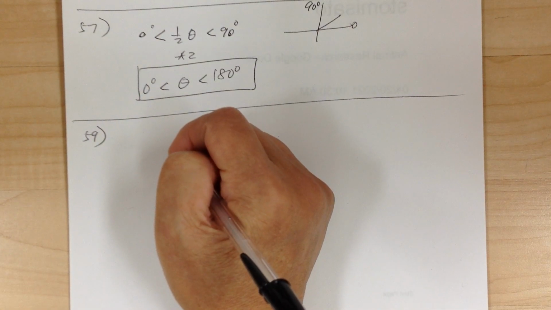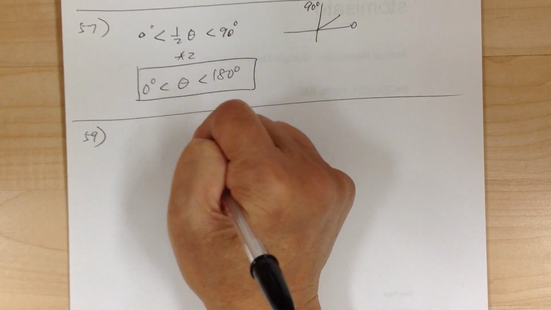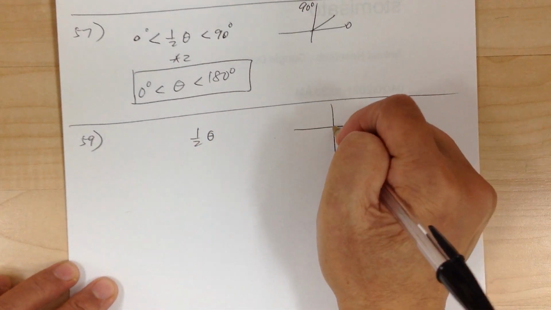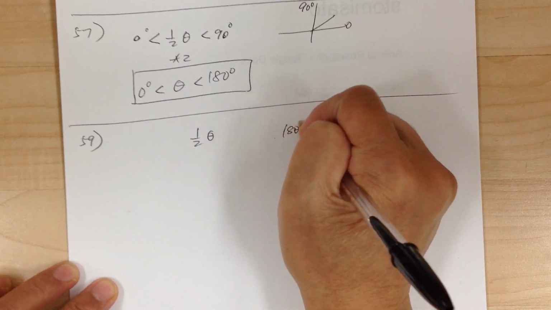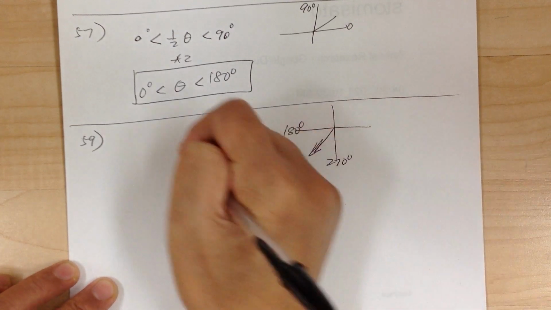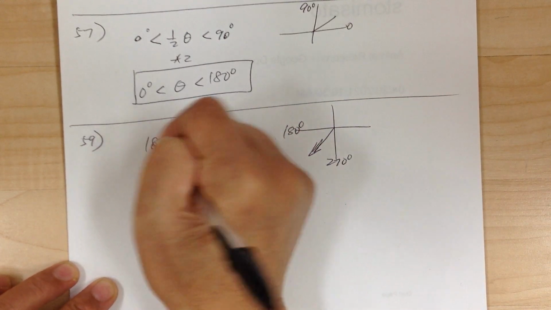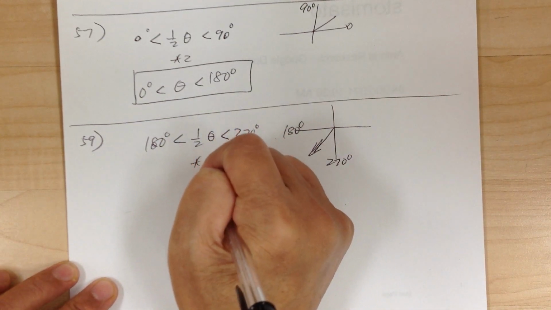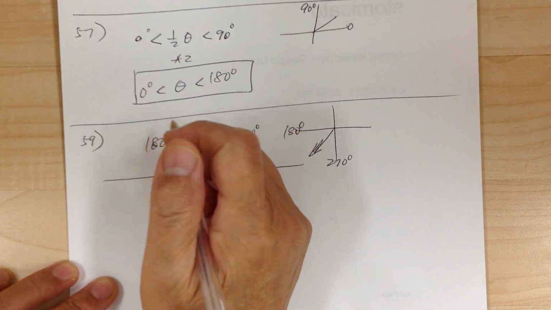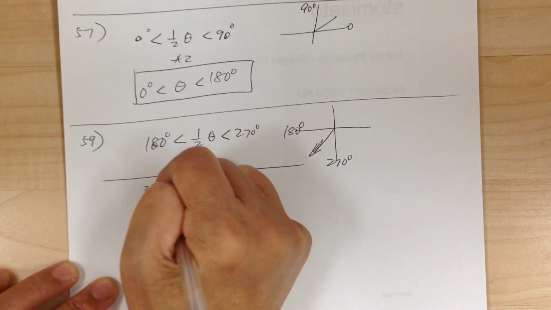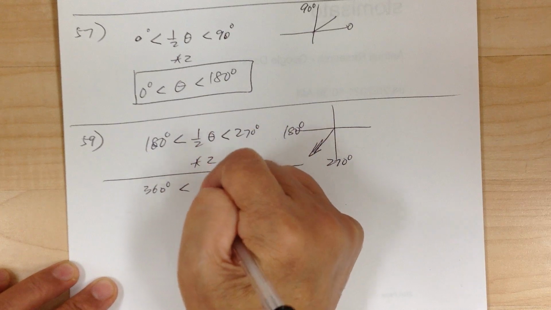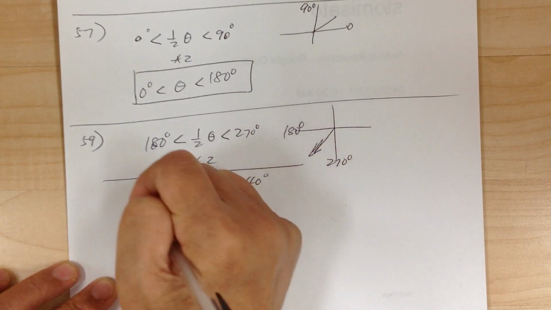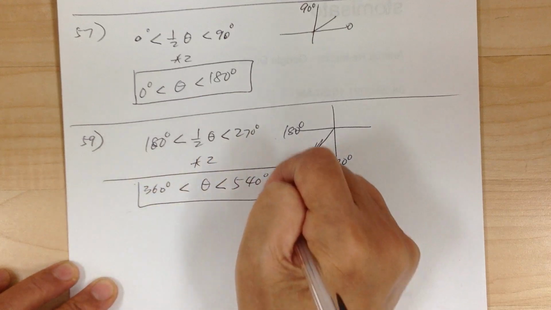Okay, 59. Again, half of the angle would be in the third quadrant. Quadrant 3 is over here, so this is 180, this is 270. So it has to be greater than 180 and less than 270. Again, multiply by 2. Then you get 360 less than theta less than 540. And that's it.